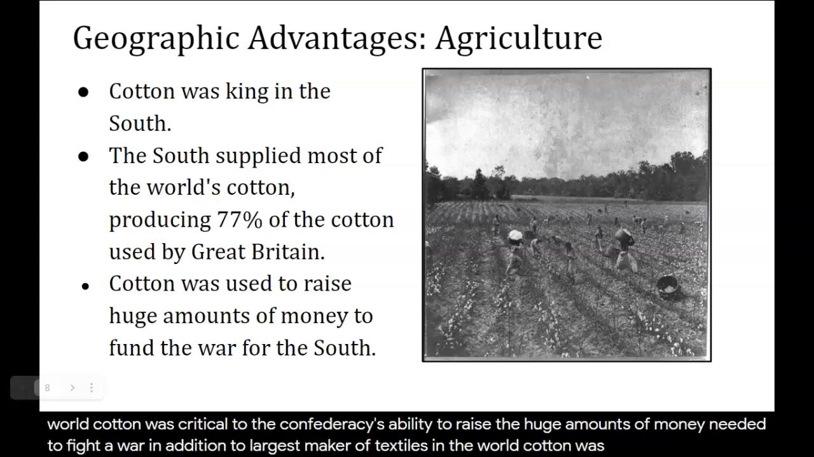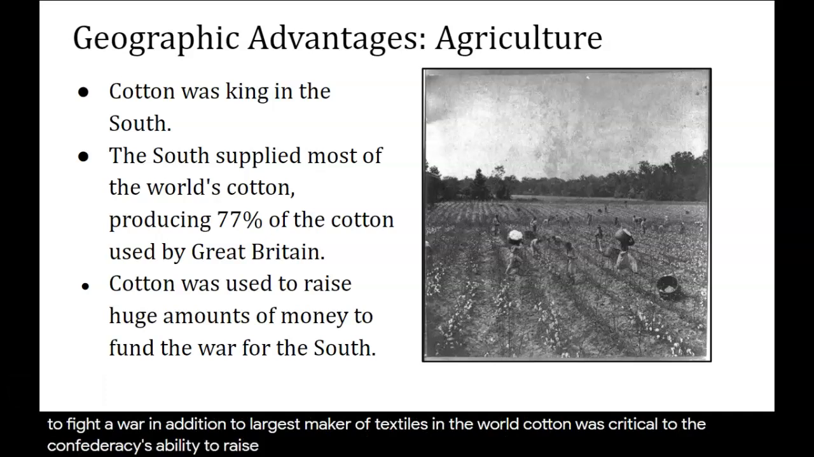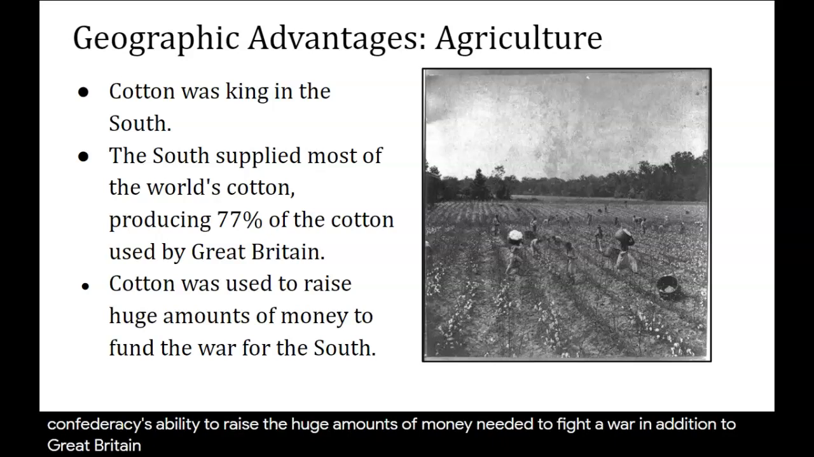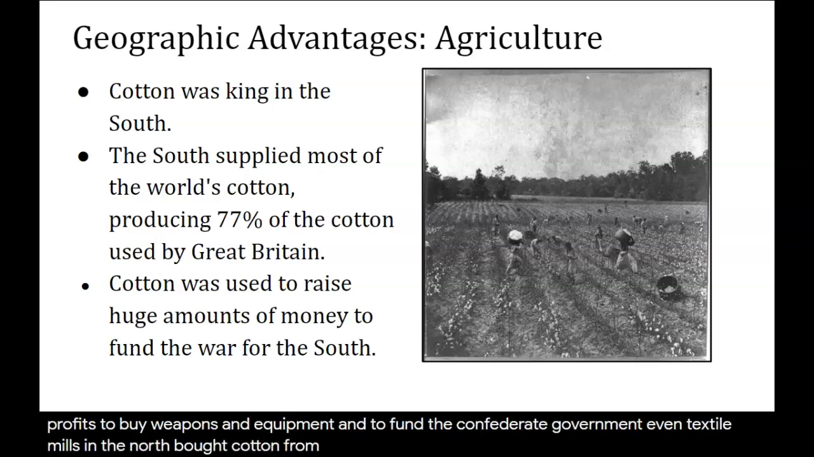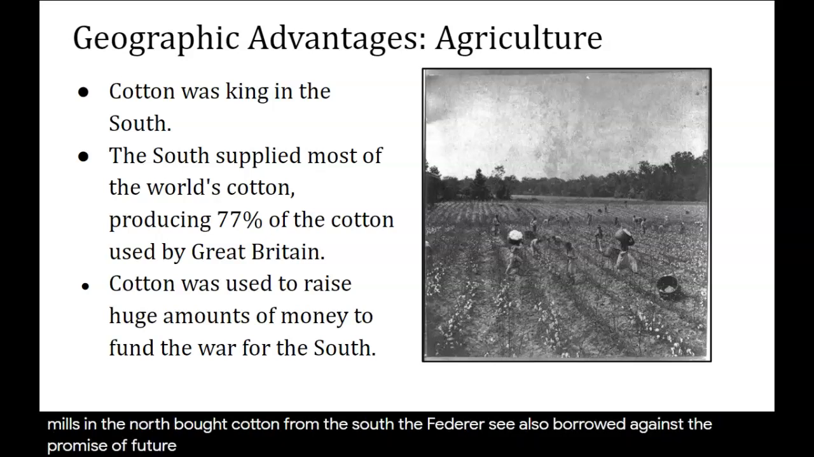Cotton was critical to the Confederacy's ability to raise the huge amounts of money needed to fight a war. In addition to Great Britain, the South exported cotton to France and other European countries and used the profits to buy weapons and equipment and to fund the Confederate government. Even textile mills in the North bought cotton from the South. The Confederacy also borrowed against the promise of future cotton crops to pay for its war efforts.